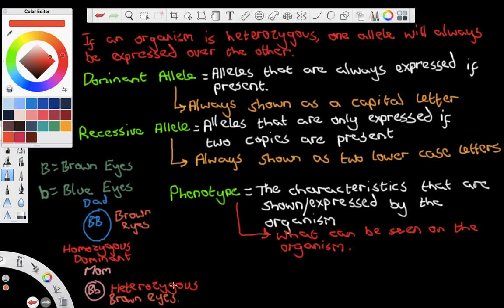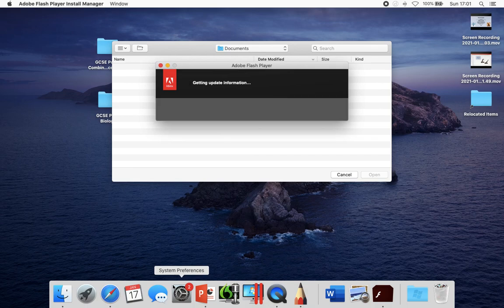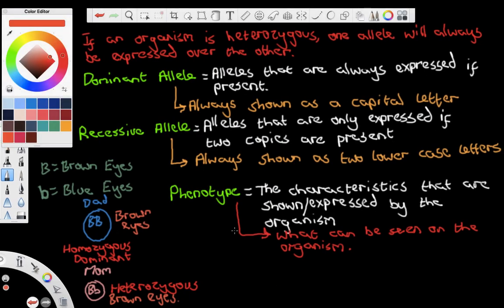So, organisms, if they are heterozygous, one allele is always expressed over the other. A dominant allele is an allele that is always expressed if present. It's always shown as a capital letter. Recessive alleles are only expressed if there are two copies present. It's always shown as two lowercase letters. The phenotype are the characteristics that can always be seen on the organism.